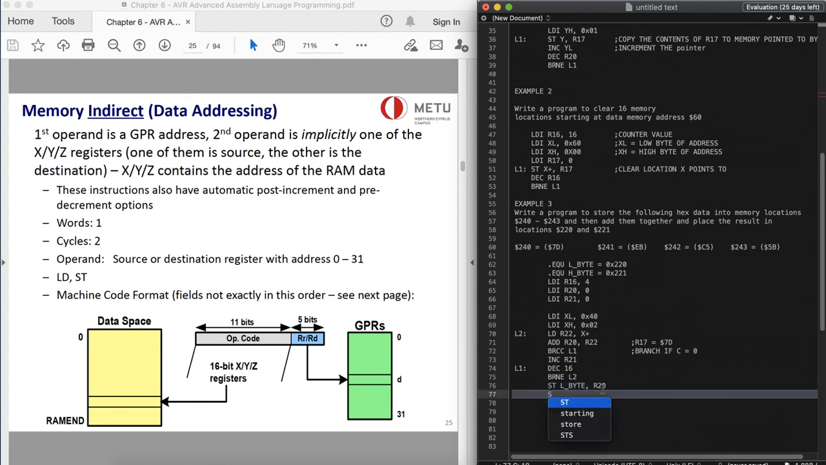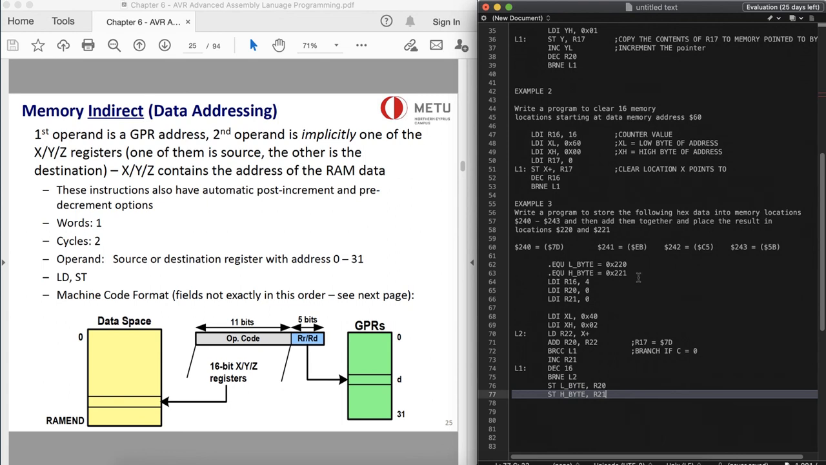and store high byte, which in this case is R21, which is the flag, based on the flag. So this is the way of doing multiple things together.